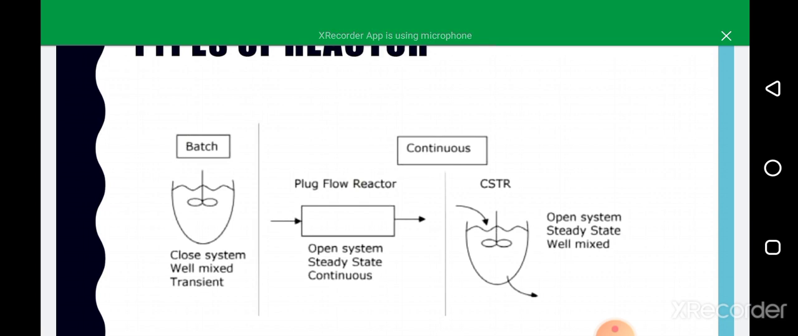Here you can also see the three different types of reactor at the bottom of the slide: packed bed reactor, catalytic reactor, and continuous stirred tank reactor. In both cases, the packed bed reactor is similar to the plug flow reactor, and the continuous stirred tank reactor is very similar to the continuous reactor, steady state reactor.